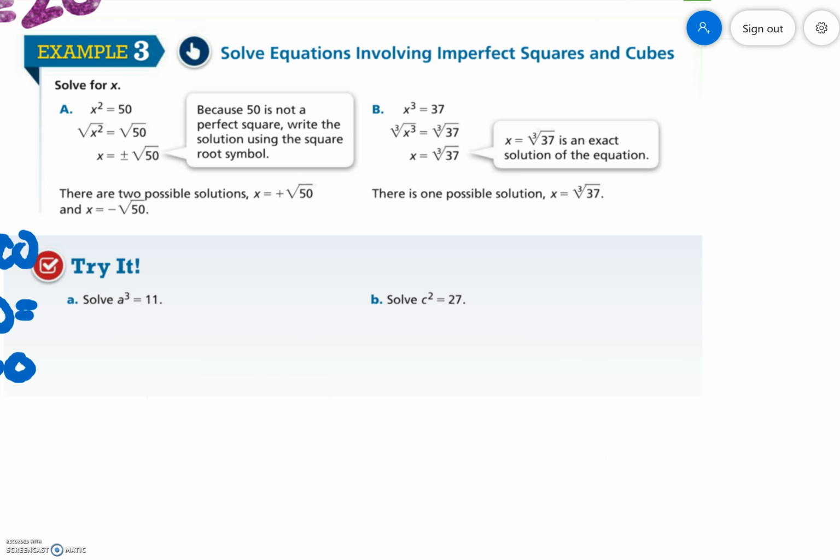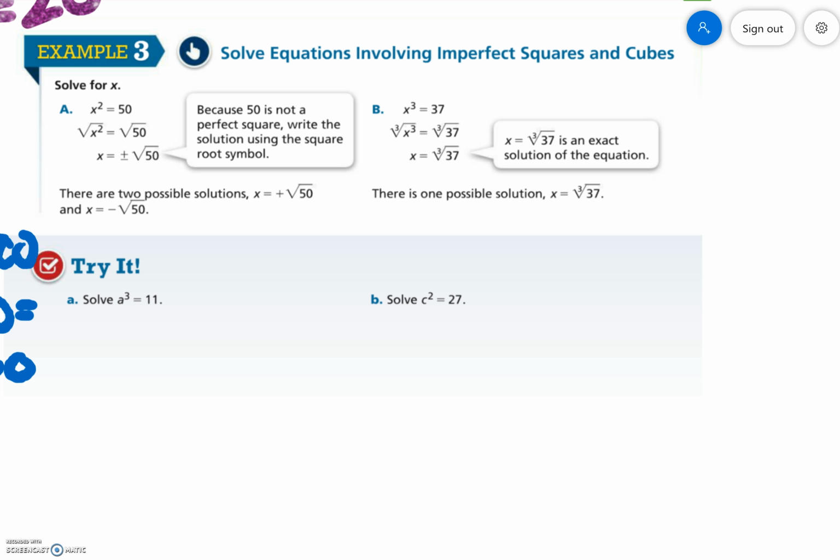Example number 3. Solving equations involving imperfect squares and cubes. So we've done perfect squares and perfect cubes so far because they give us integers as answers. But imperfect squares and cubes are going to give us those irrational numbers. So here, solve for x. X squared equals 50. Well, we know 50 is not a perfect square.